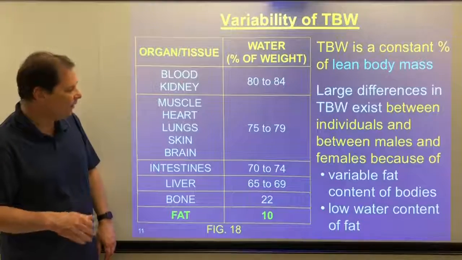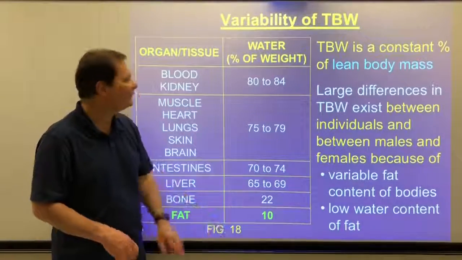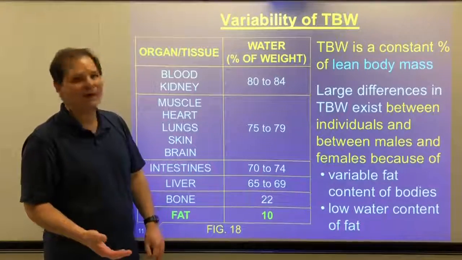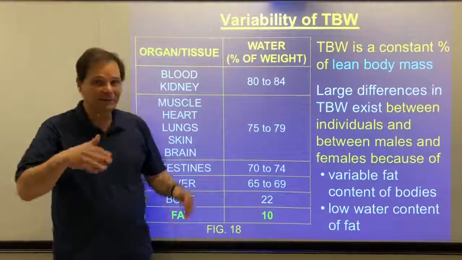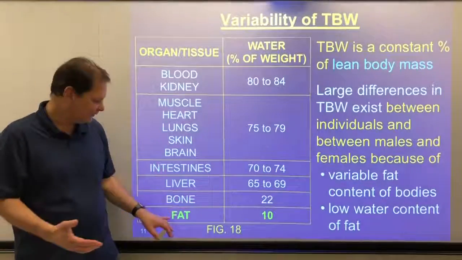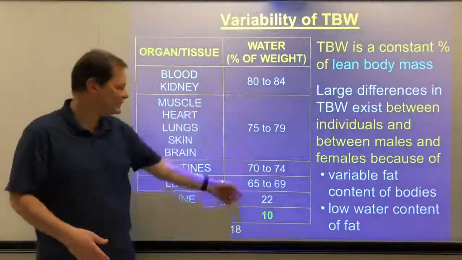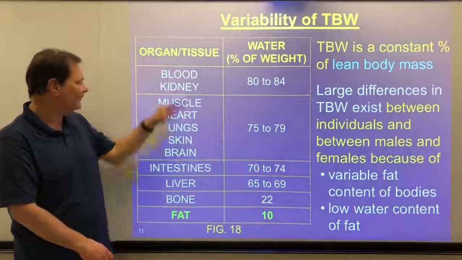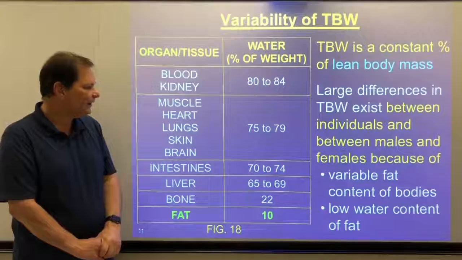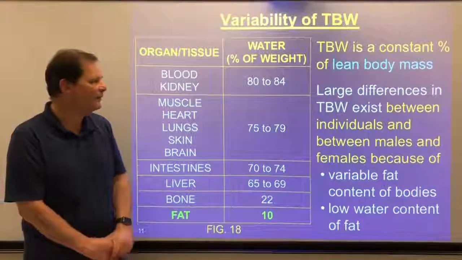Having said all that, you can see that as a percentage of lean body mass, total body water is pretty constant. So if we're talking about mass in the body that isn't fat, this green part down here, you're talking about a fairly constant percentage, and some of those percentages for some of these lean organs are here in this table. However, fat kind of messes all this up.